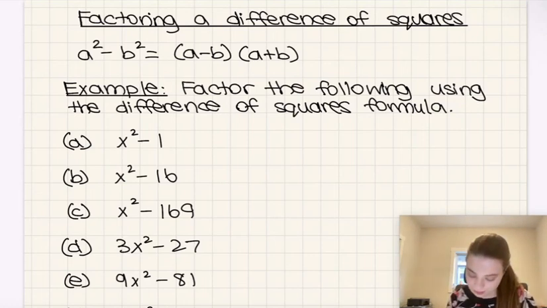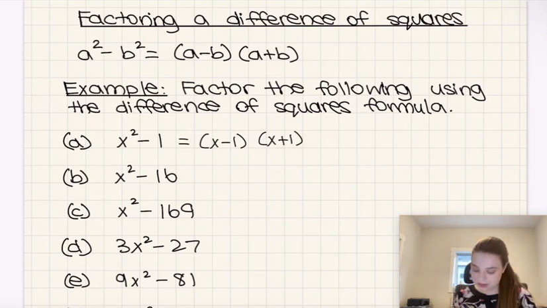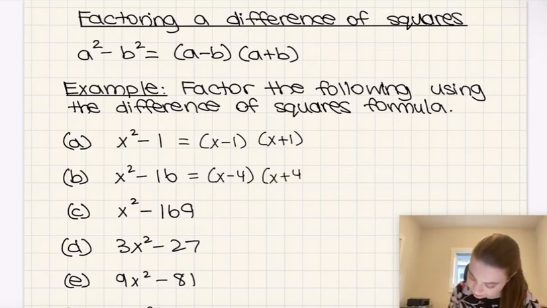So let's look at the first example, x squared minus 1. In this case, a is like x, right? And b is 1. And so therefore, this is equal to x minus 1 times x plus 1. What about x squared minus 16? Well, same kind of thing, right? We take the square root of both and we find the difference and we find the sum and multiply them together. So a minus b in this case would be x minus 4 because the square root of x squared is just going to be x, and the square root of 16 is 4. And then we have times x plus 4.